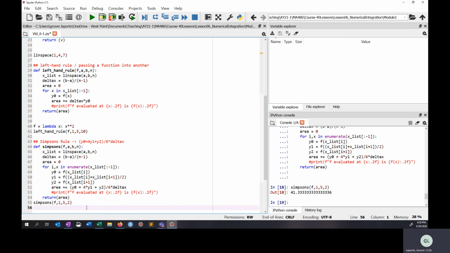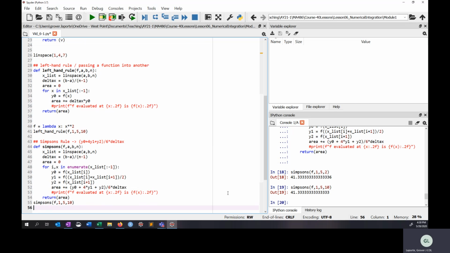Well, let's see. Yeah. So it gives us the exact answer, because what Simpsons does is it turns it into a quadratic function, which is exactly what we want. We want a quadratic function for that thing. So that's how I knew we were going to get the right answer for it. And you can put in 10 if you want, and you get the same. I mean, you get this rounding error out here.